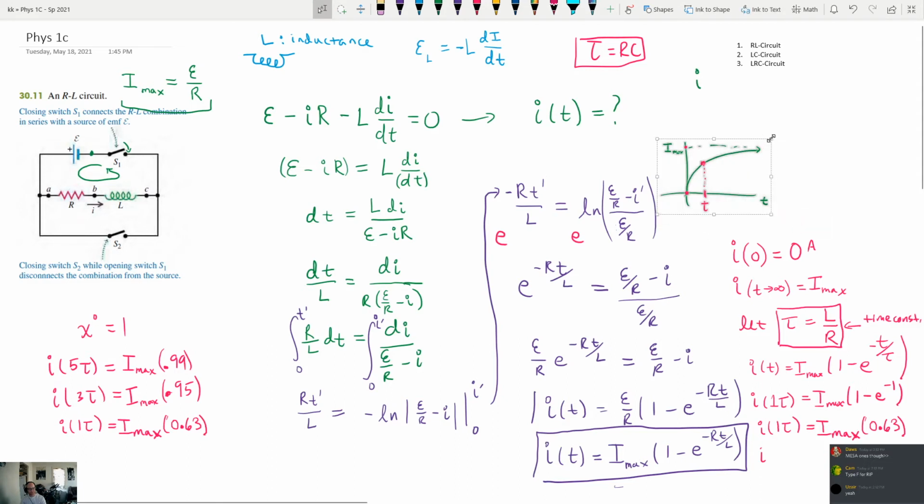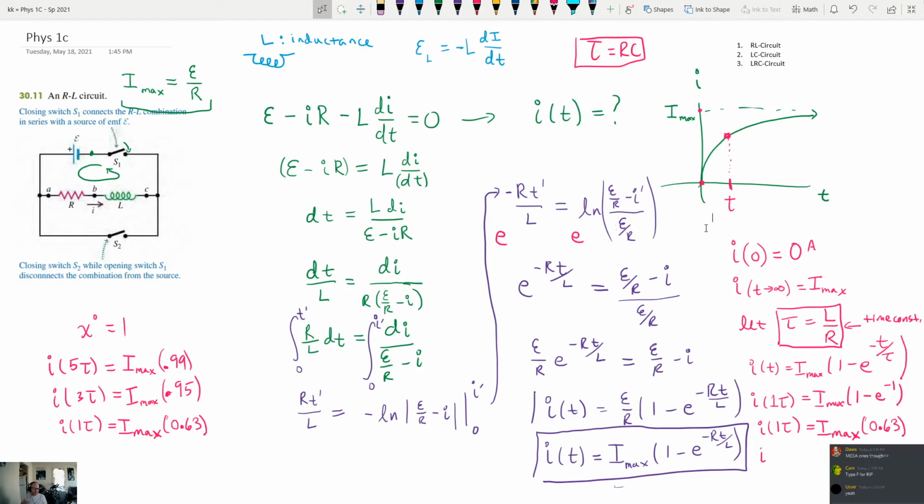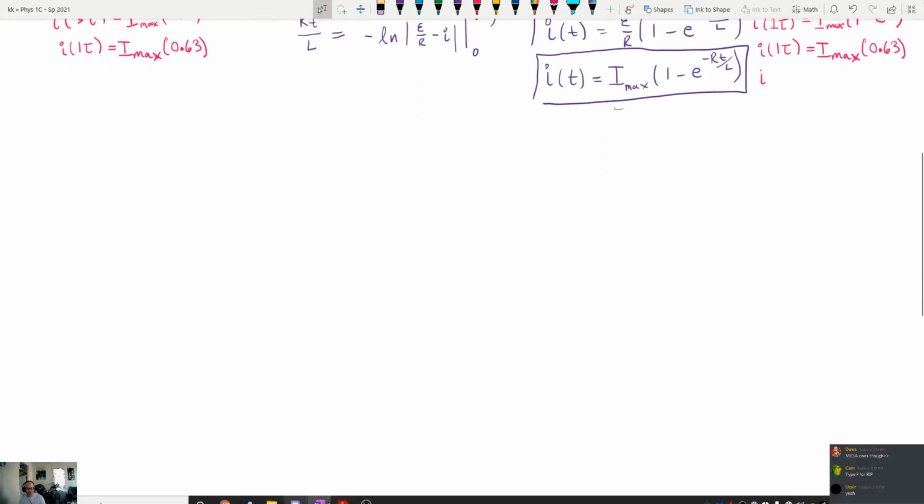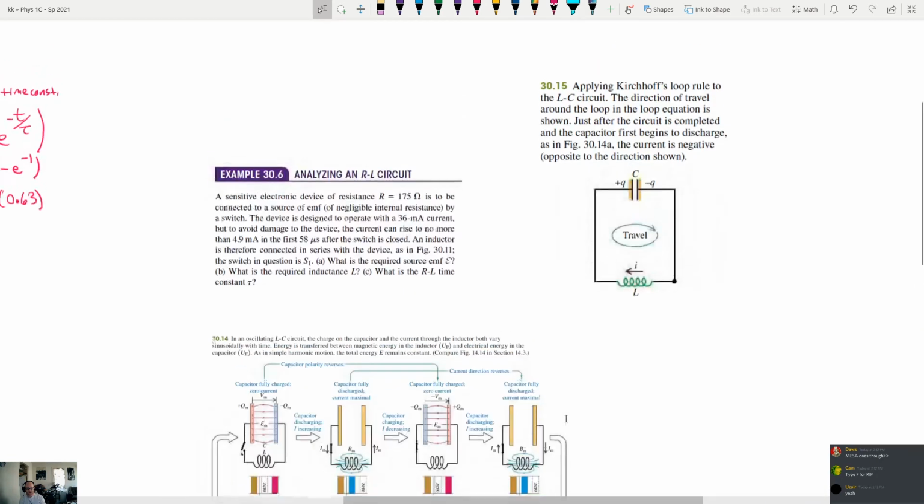Anyone have any questions? So this is the LR circuit. You could think about it as like charging up. It's not really charging up, it's reaching current, but yeah. So we'll do a problem with this. Let's do the problem first, and then we can do the decaying version of this. Anyone have any questions? Does that all make sense?